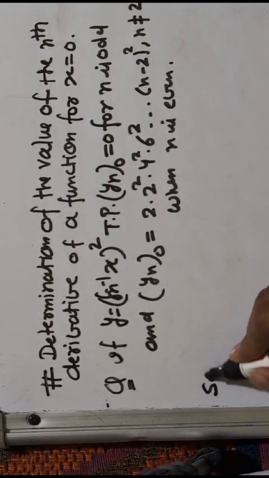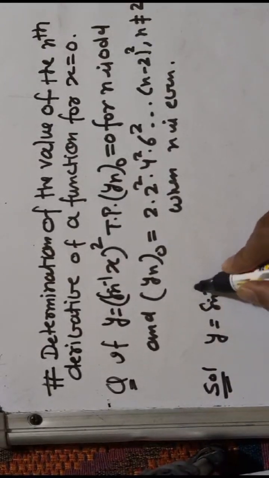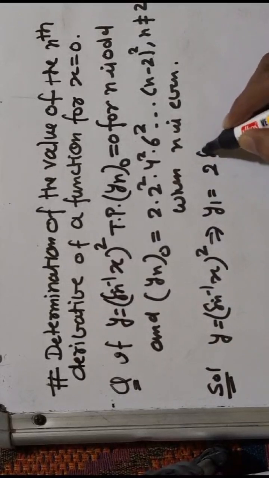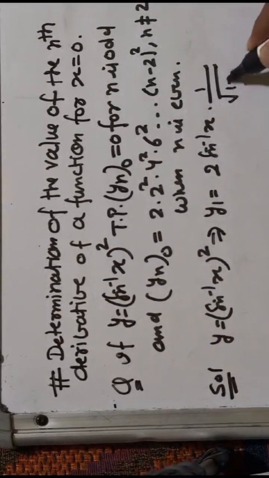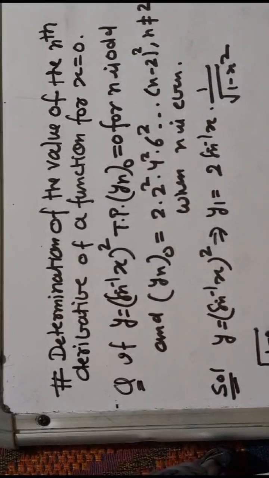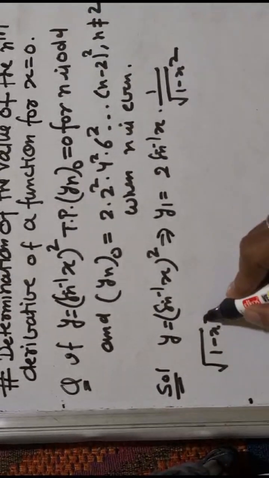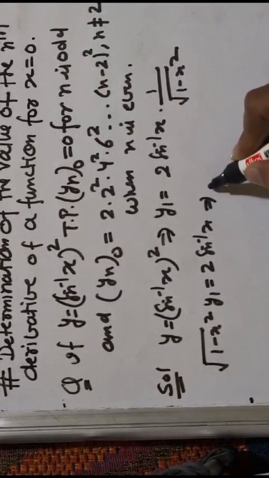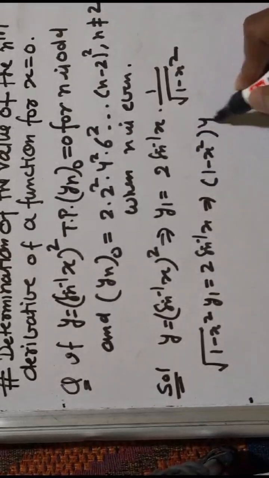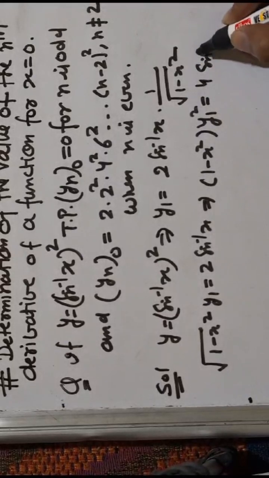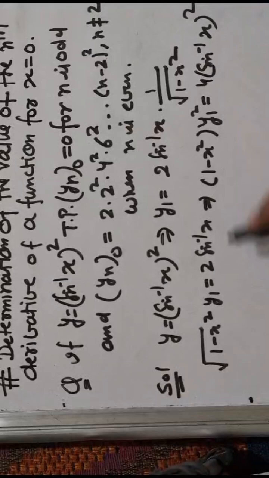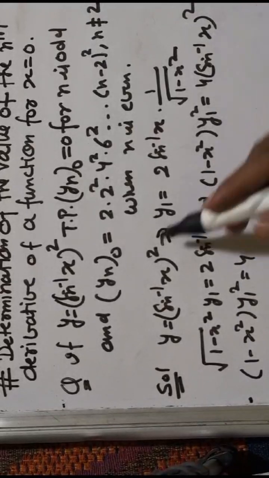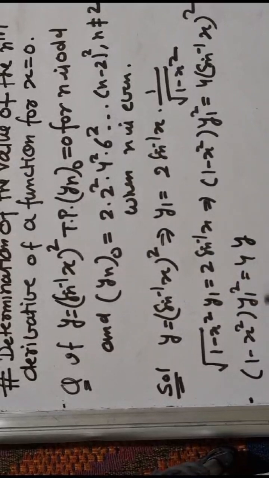For this, first we apply simple differentiation, that is y1 is equal to 2 sine inverse x and 1 over root of 1 minus x square. We have root of 1 minus x square y1 is equal to 2 sine inverse x. Squaring on both sides, we have 1 minus x square y1 square, and that is 4 sine inverse x square. It is 1 minus x square y1 square is equal to 4, this being equal to y. That is, we have this expression.